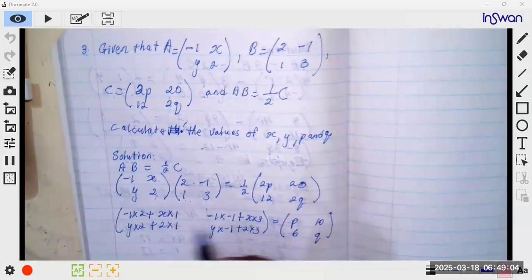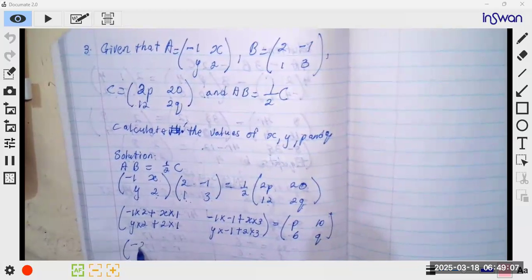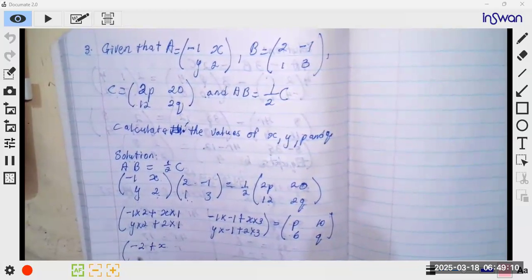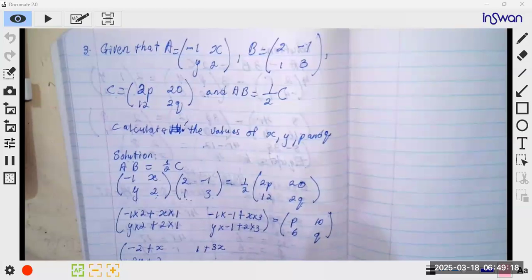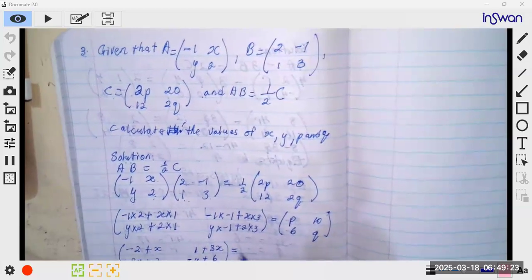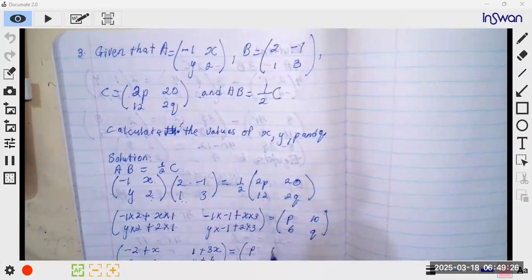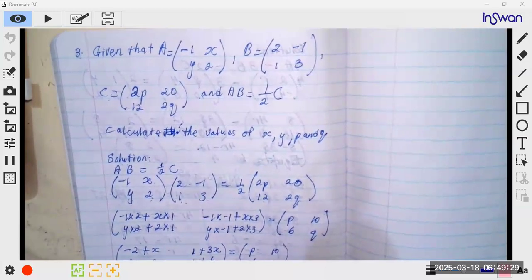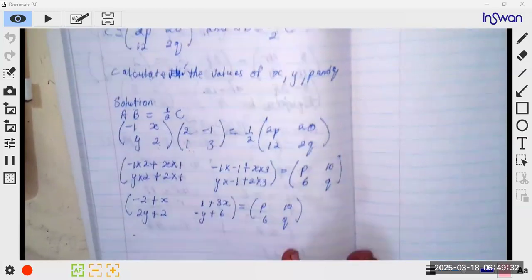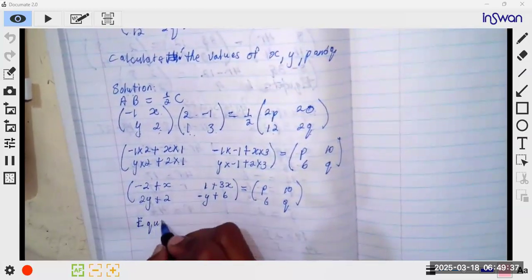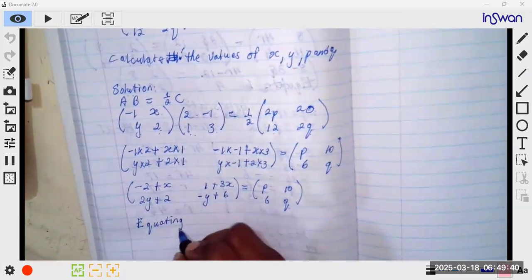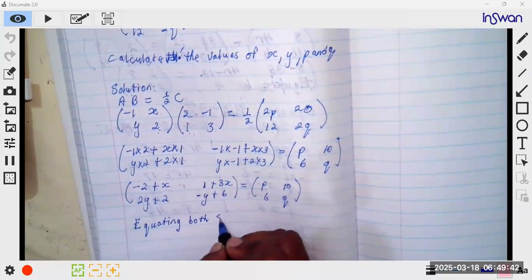Okay? So this will be minus 2 plus x, 2y plus 2, 1 plus 3x, minus y plus 6, equal to p, 10, 6, q. So as usual, everybody seen that? As usual, we equating both sides.